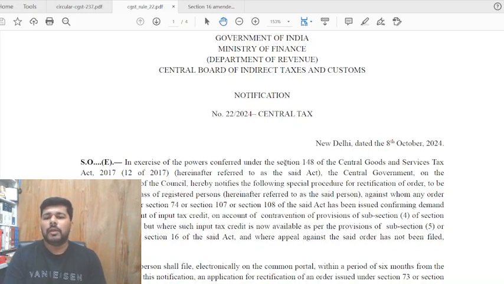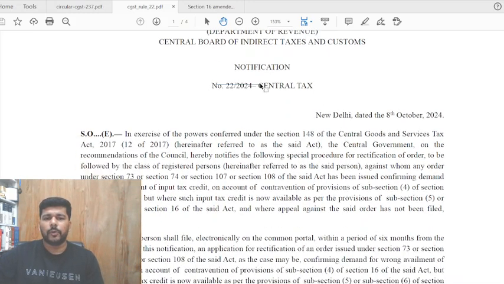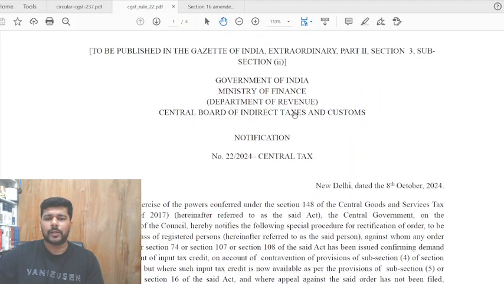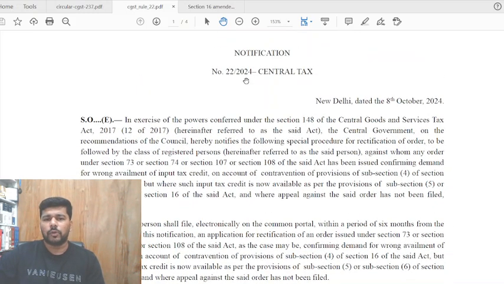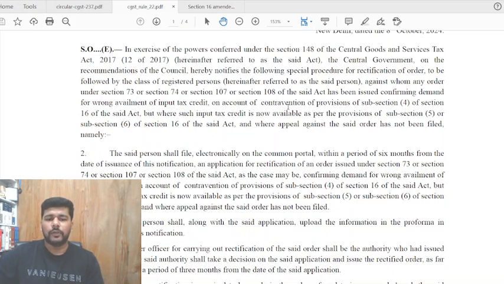Now on 8th of October 2024, we had the first notification. I mean, we had this first notification being introduced, notification number 22 by 2024, Central Tax. This notification has brought in the first aspect, that is the clarity in regard to the implementation of section 16 subsection 5. So the notification issued on 8th of October, notification number 22/2024, Central Tax. We are now going to refer to the relevant part of this notification which is necessary for 16(5).